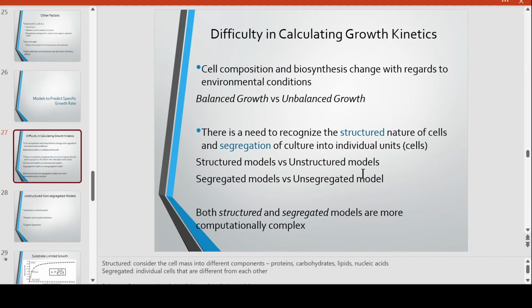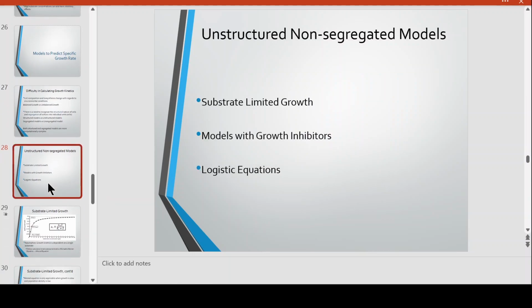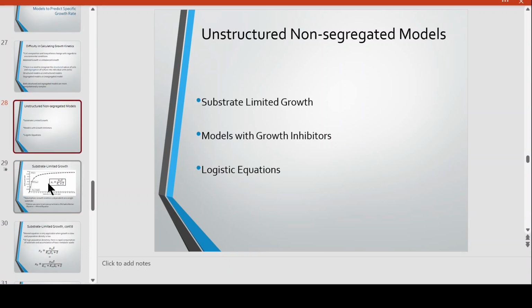Then we also have segregated versus unsegregated. Segregated means each individual cell is different from each other. Unsegregated means we treat them as one unified system or body. Because the structured and segregated models treat the different components of the cells and the individual cells as unique, they are more computationally complex than the simplified, unstructured, and unsegregated models. Here are some examples of unstructured, non-segregated models: substrate limited growth, models with growth inhibitors, and logistic equations.